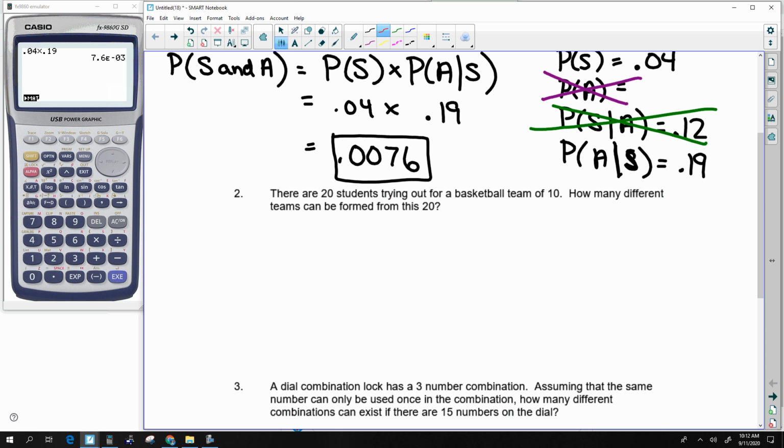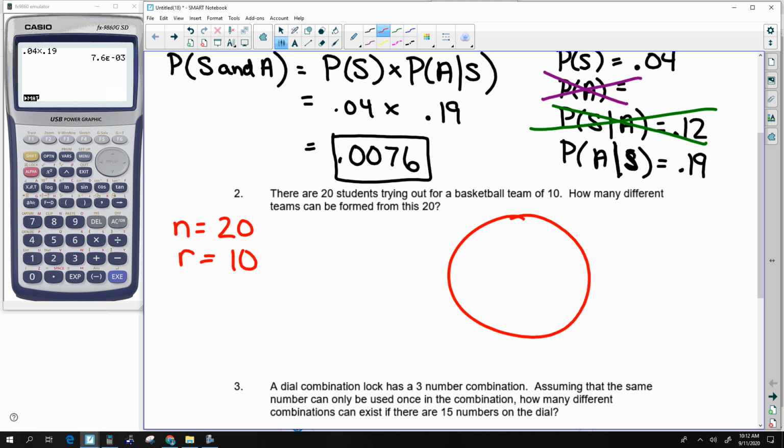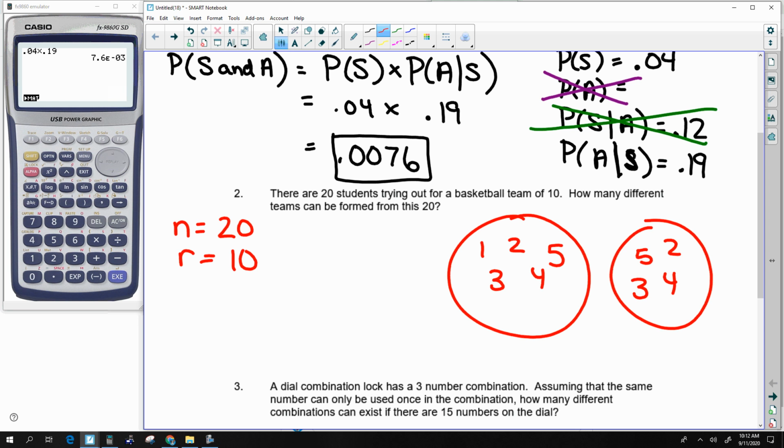Okay, there are 20 students trying out for a basketball team of 10. How many different teams can be formed of this 20? So N is 20, R is 10. Now, does the order matter in which they are being selected? All right, so here's our basketball team of 1, 2, 3, 4, and 5. Is that different than a basketball team of 5, 3, 4, 2, and 1? No, those are the same thing.